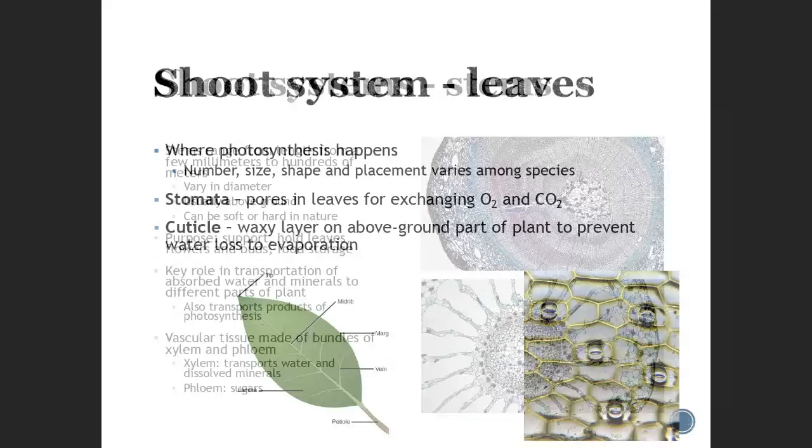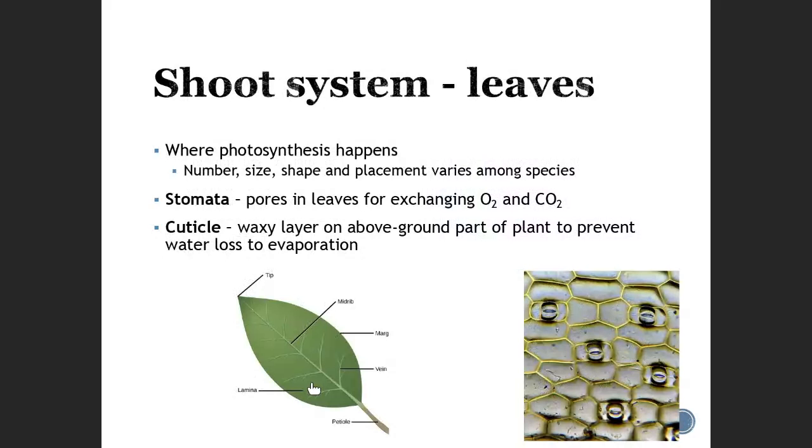Also part of the shoot system is the leaves, and this is where all the magic of photosynthesis happens. Now we're going to see a wide variety when it comes to number, size, shape, and placement of leaves. It just varies. It's actually kind of fun to look at the differences.